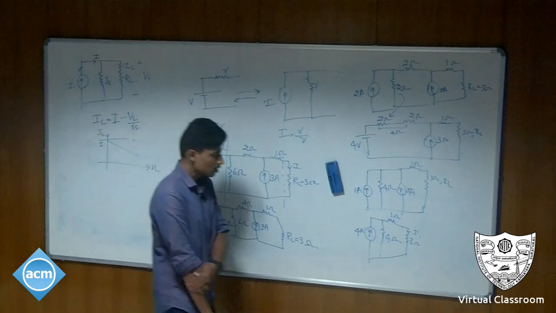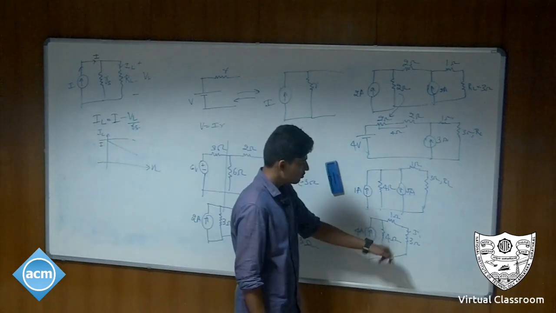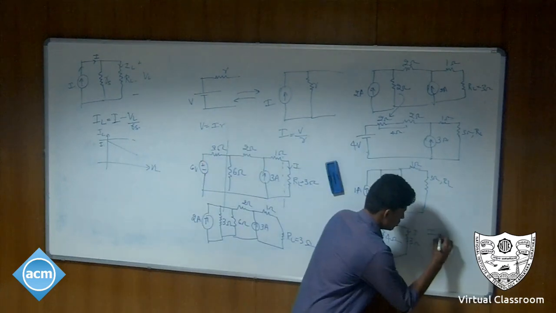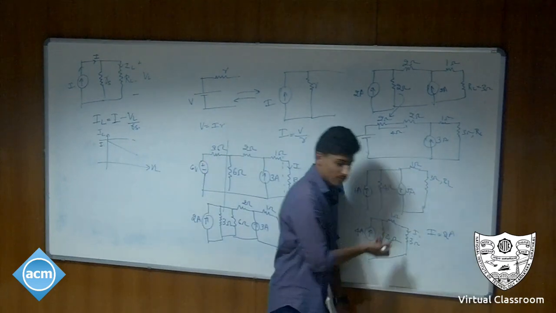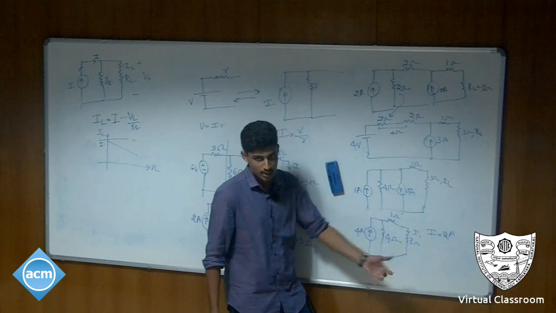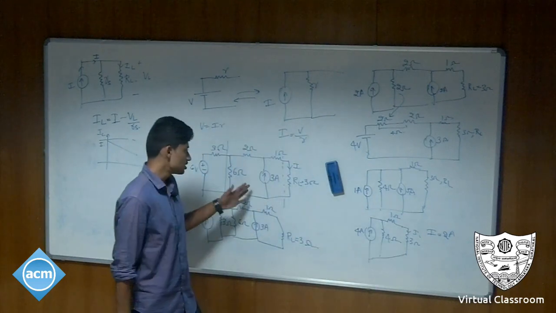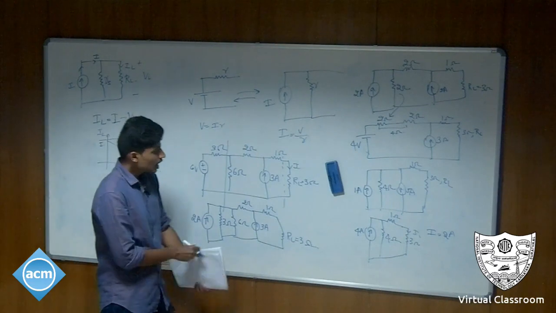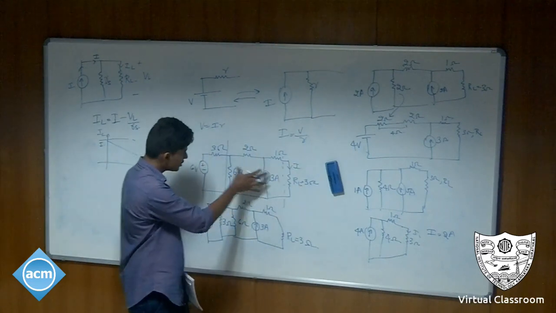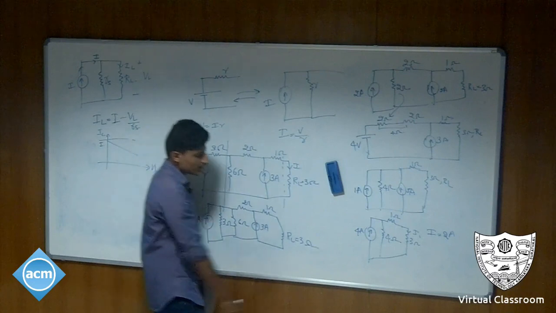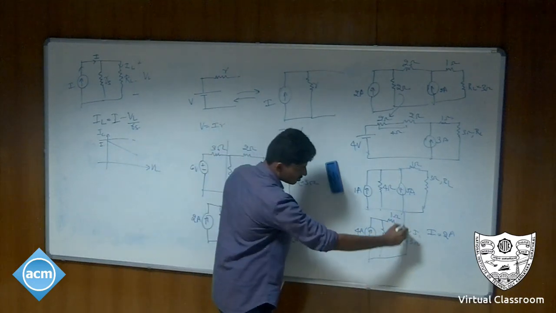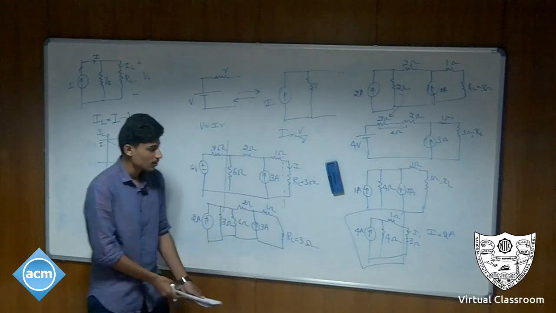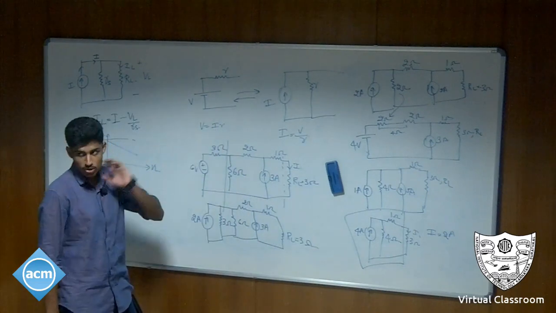3 plus 1 is 4, so 4 and 4 in parallel, so they get split equally, so it's 2 amps. Both resistances are the same, the current splits equally and it's 2 amps. So you just reduce a complex network into a simple network using this. Let's say you have a complicated circuit like this, which you don't know, you can model it as simple as this: a 4 amp current source with a 4 ohm. So this is how we use source transformation.